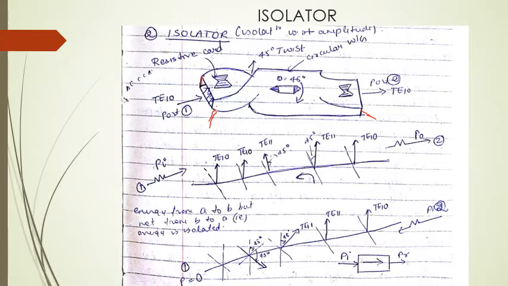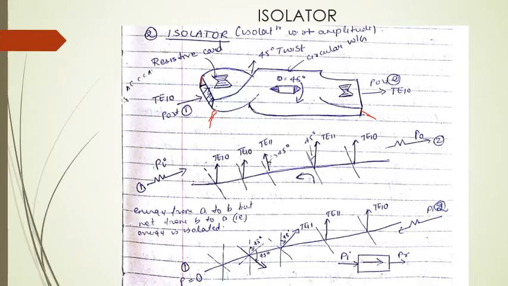That means when a wave propagates inside, it will always propagate using a TE10 wave, because TE10 is the dominant mode of a rectangular waveguide. Once it propagates inside due to the circular waveguide, TE11 becomes the dominant mode. As a result, the signal will get converted into TE11 mode.